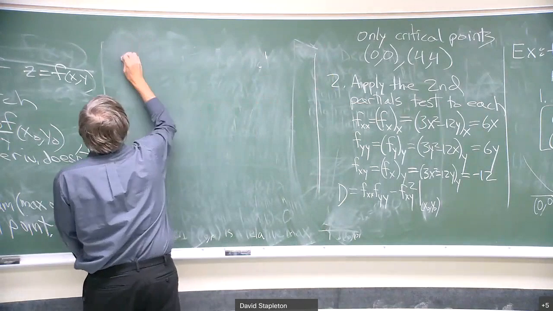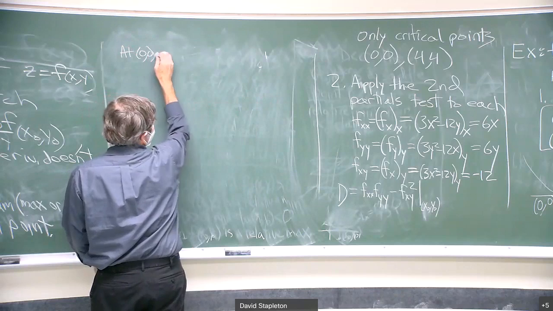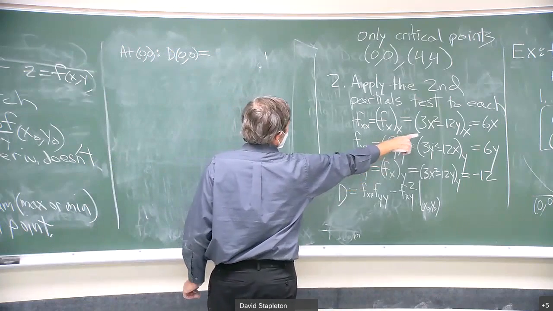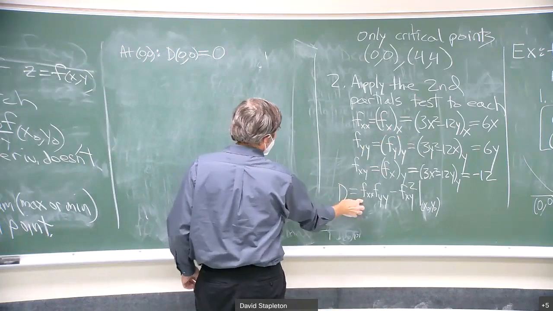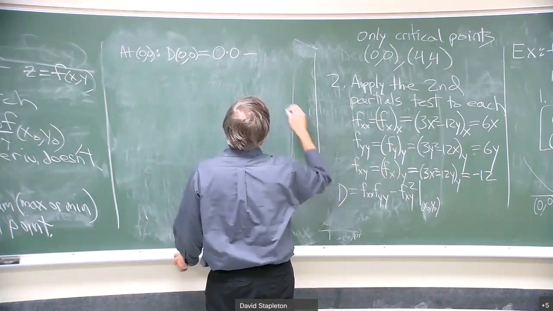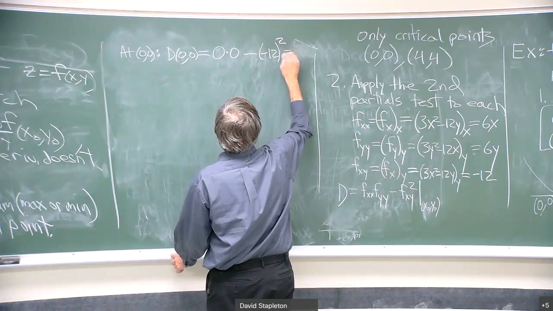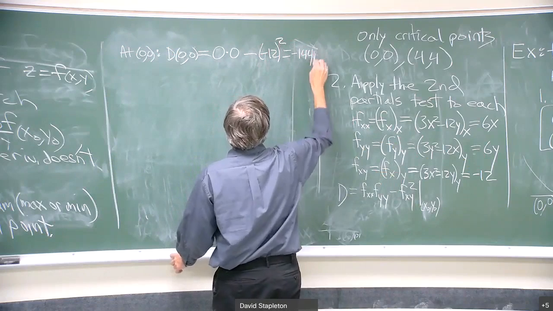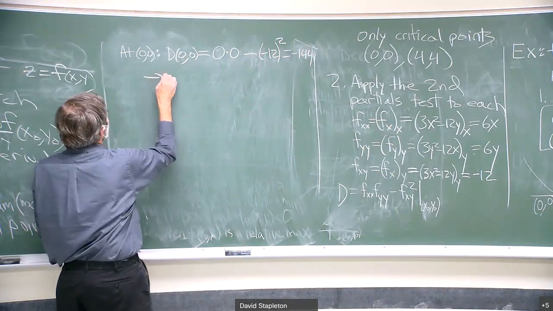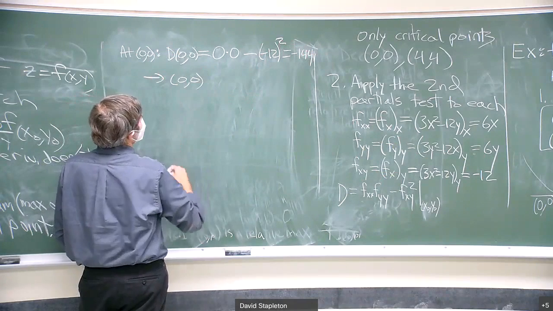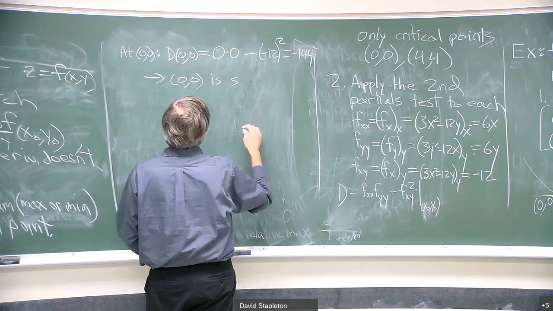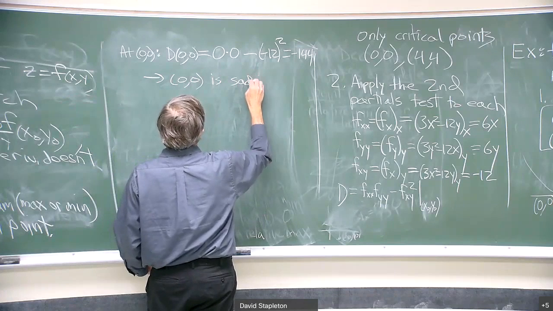So now at the critical point 0, 0, we'll test first. D of 0, 0 is, let's see, 6 times 0 is 0, that's fxx. fyy is 6 times 0 is 0. Minus fxy squared, negative 12 squared is minus 144. What does that tell you? This tells you immediately 0, 0 is a saddle point. If D is negative, then it's going to switch concavity depending on which direction you're moving.